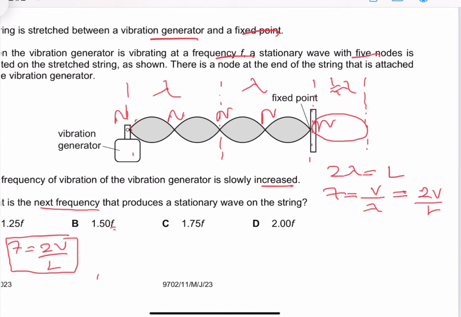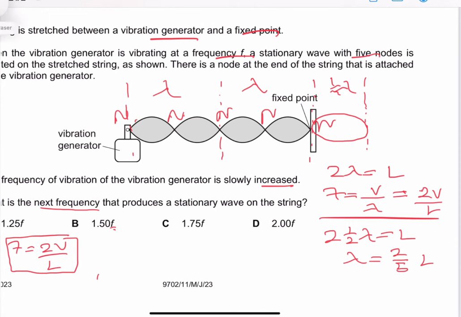Like I've said, I've added another loop, meaning I now have 2.5 lambda. So this is our first part. I now have 2.5 lambda, so 2.5 lambda is equal to L. Therefore, your lambda, if you carry it to the other side, becomes 2 over 5 of L. So 2 over 5 of this particular value of L is now your new lambda.